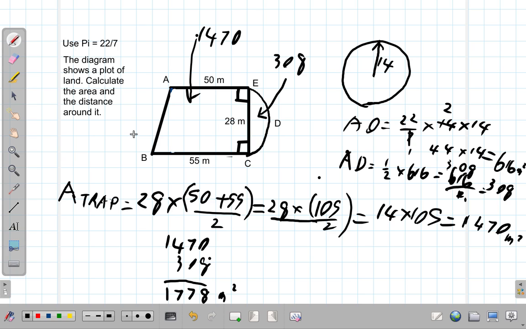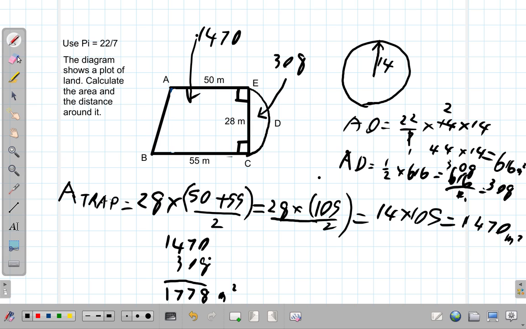Alright, so let's check again. The area of the trapezium, the height times the average of the two different lengths, 55 plus 50, 105, 28 by 105 over 2, same as 14 by 105, which is 1470. Then we calculate the entire circle. R is 14, so it's 22 over 7 by r squared, 14 by 14, 22 by 2. Alright, so you can check it through, make sure it is alright.